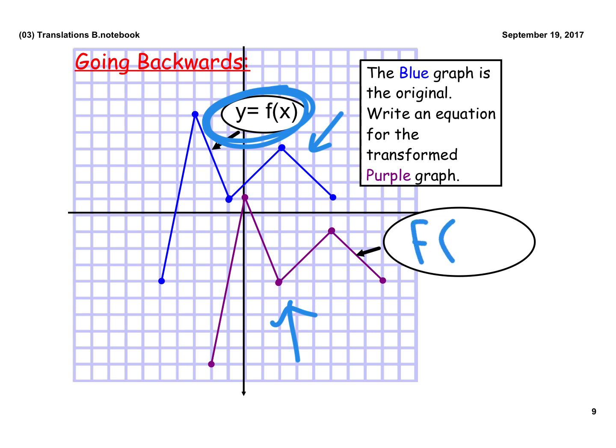Always start with f of x, but then leave yourself some room to say which way it moved. Looks to me like it moved 1, 2, 3 to the right, and down 1, 2, 3, 4, 5. 3 to the right, and down 5. There's my equation.